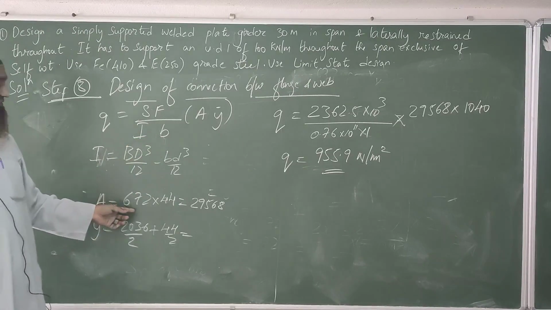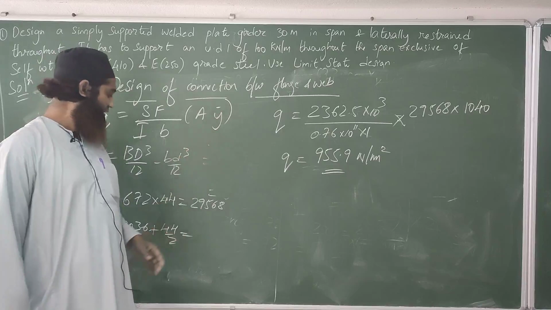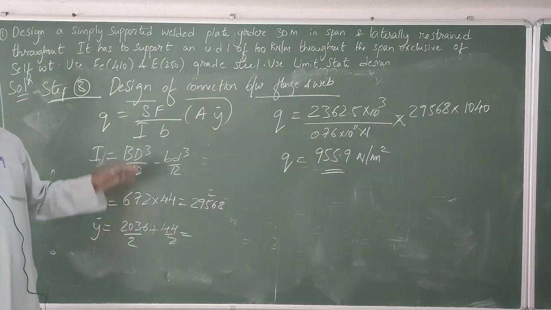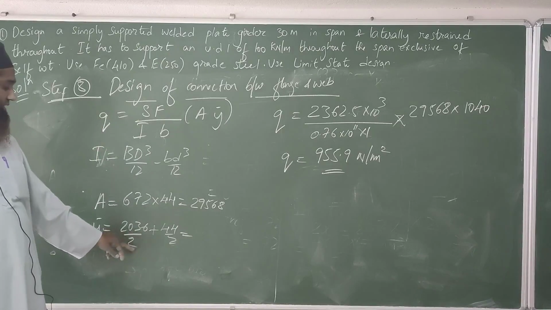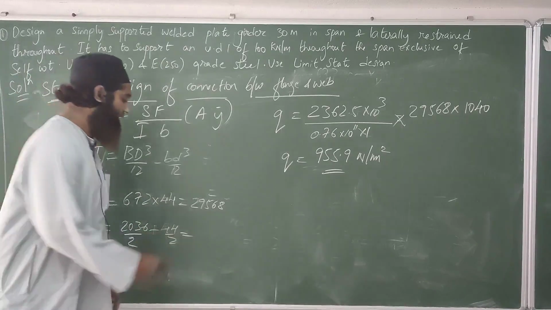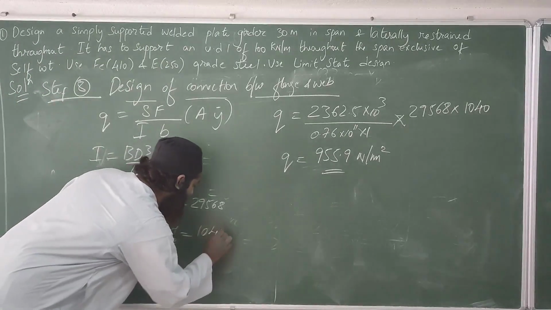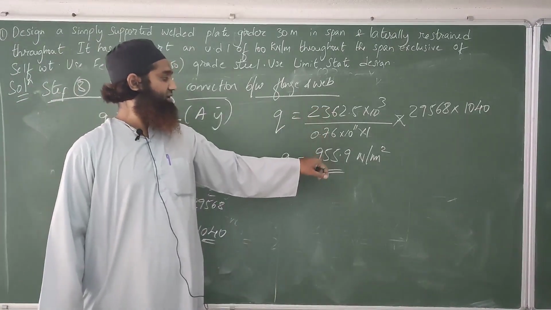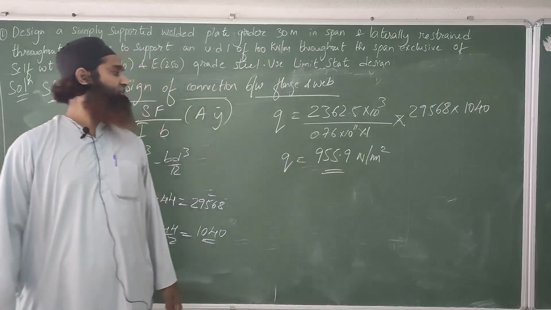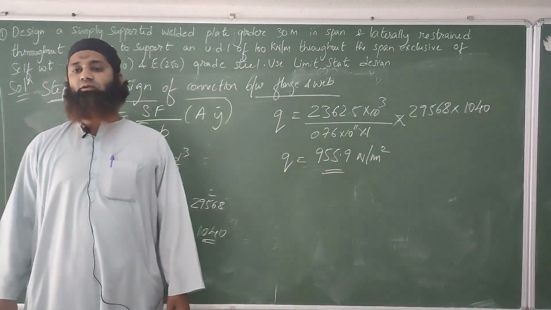A is the area of the flange, 672 into 44, and Y bar is the distance from the centroidal axis till the last, that is 2036 by 2 plus 44 by 2. That I had got as 1040 something here. I've just substituted that value here. After the calculation, I've got this value of 955.9 Newton per mm square.